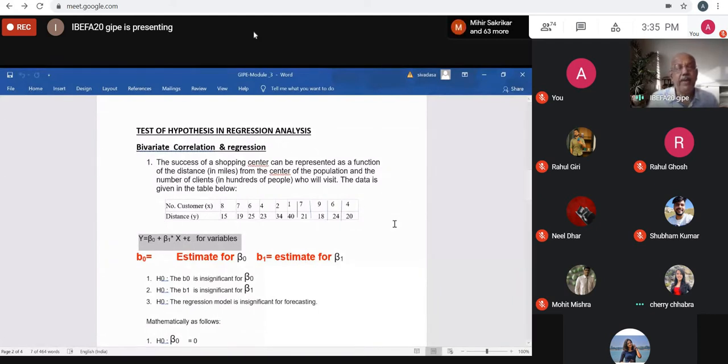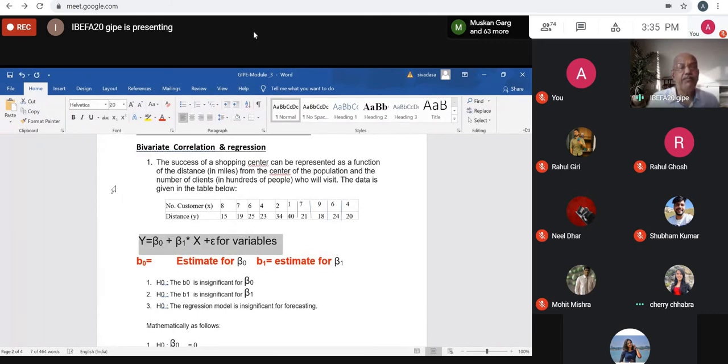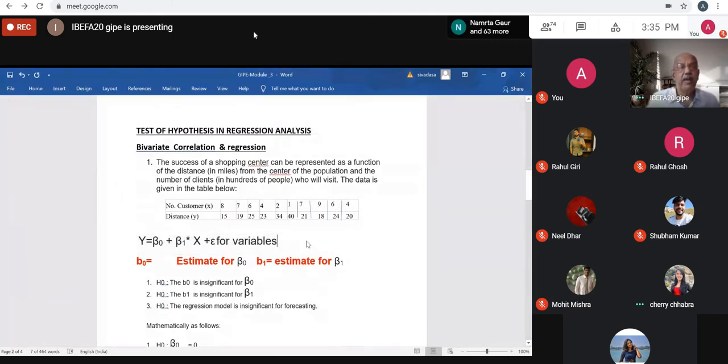Y equals beta naught plus beta 1 x plus epsilon. That is for the variables. How many parameters do you have in the model? 2. Which are they? Beta naught, beta 1. Perfect.